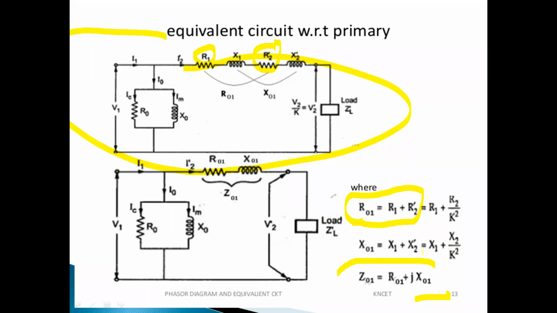Impedance, total impedance R01 plus X01. R means total resistance. R01 means total resistance of the transformer referred to primary. Reactance, total reactance of the transformer referred to primary. Referred to secondary, we call them R02, X02, Z02.